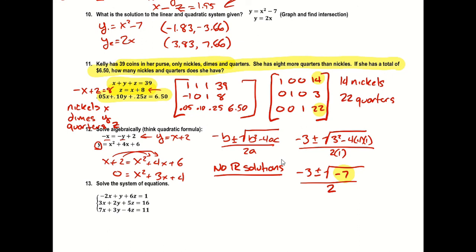Last one, number 13. We've already got our system of equations. We're already in standard form. So all we have to do is build our equation, our matrix. And we have negative 2, 1, 6, 1, 3, 2, 5, 16, 7, 3, negative 4, 11.